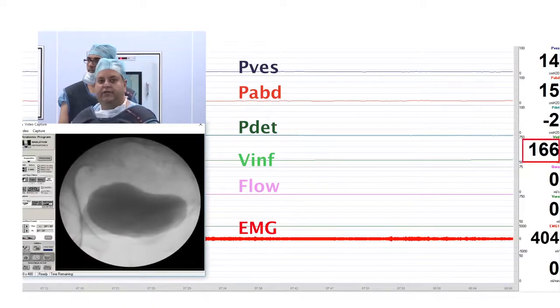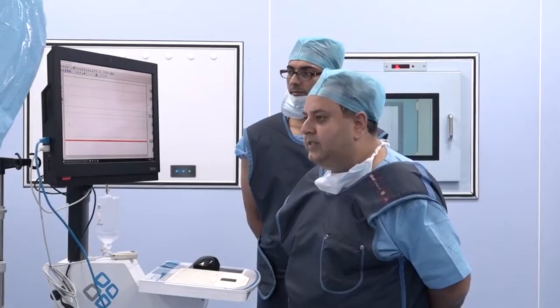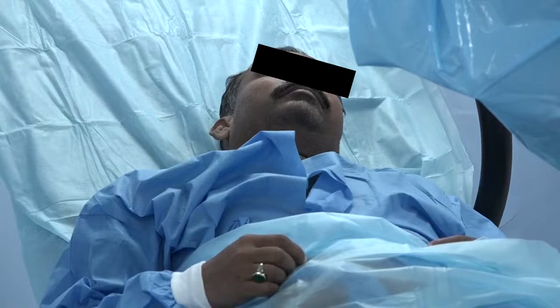We see that the bladder is filling and is smooth walled and the bladder neck is closed. Are you feeling any sensation of fullness of the bladder?